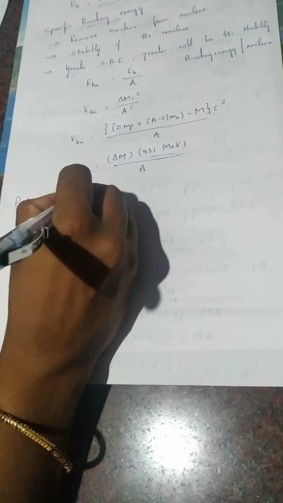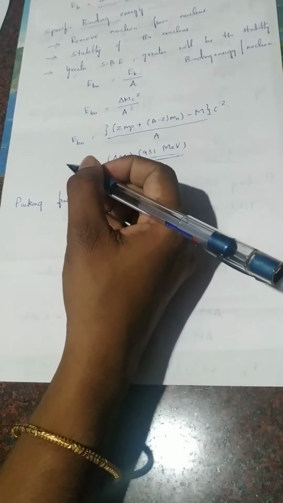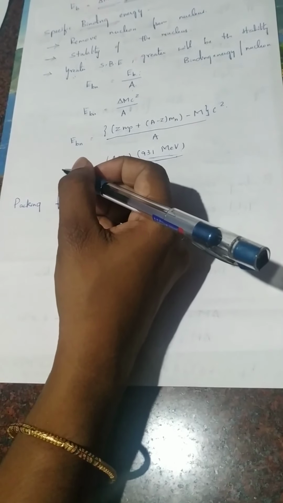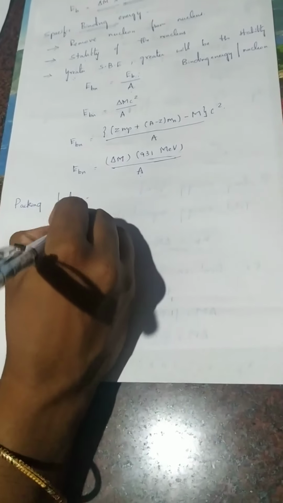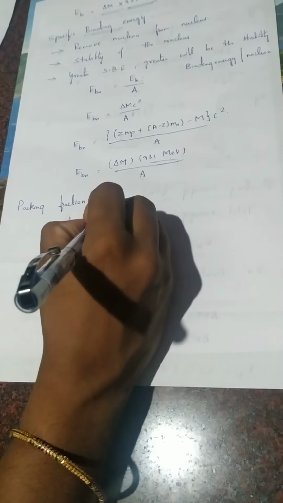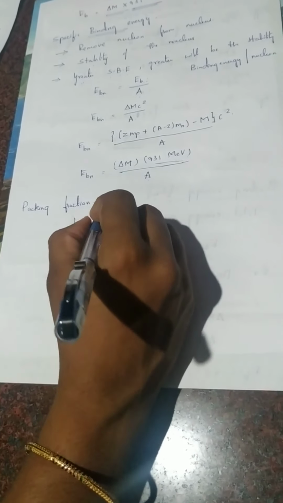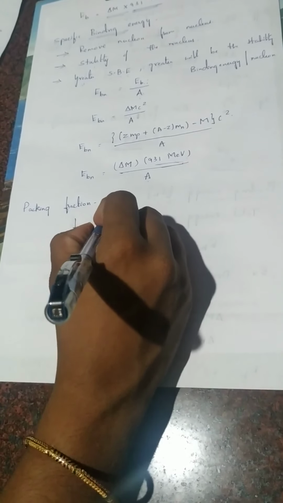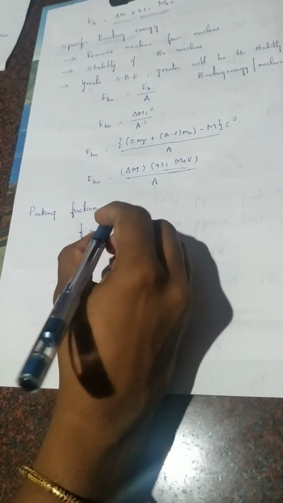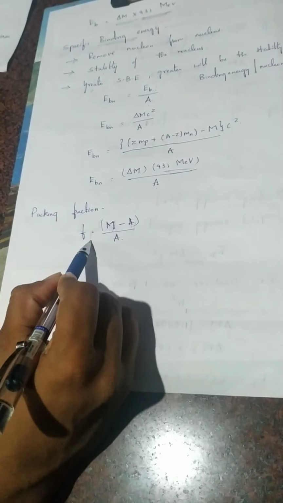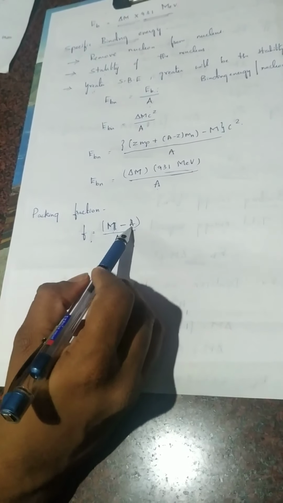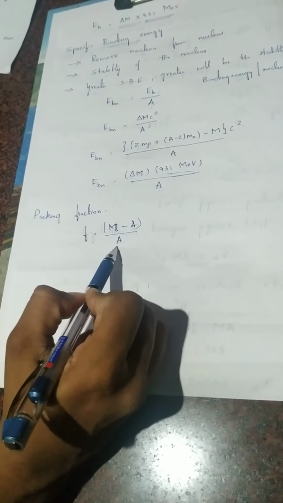Packing fraction is nothing but the ratio of the difference between the atomic mass m of an atom and its mass number A to its mass number. You can simply write it as the ratio of the difference between the atomic mass m of an atom and its mass number, to its mass number.